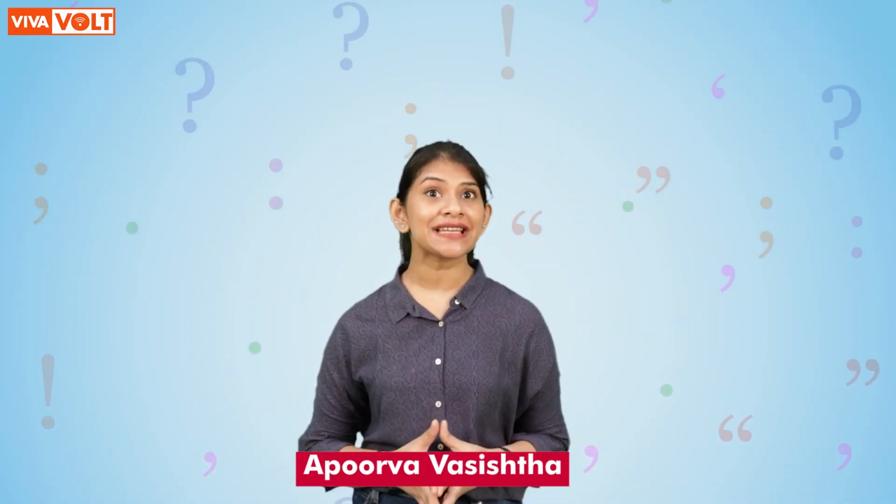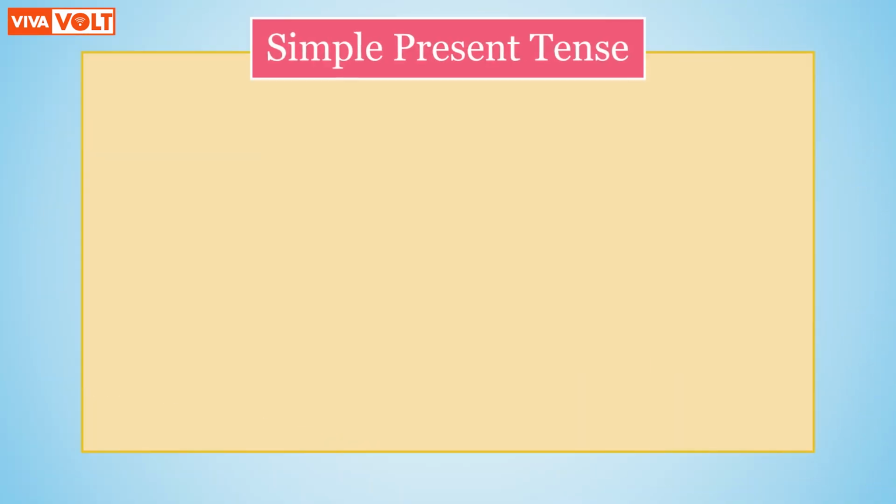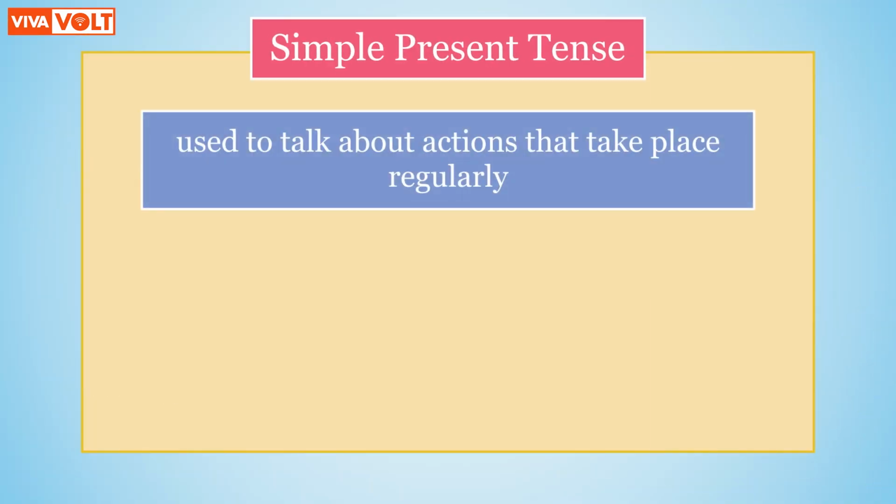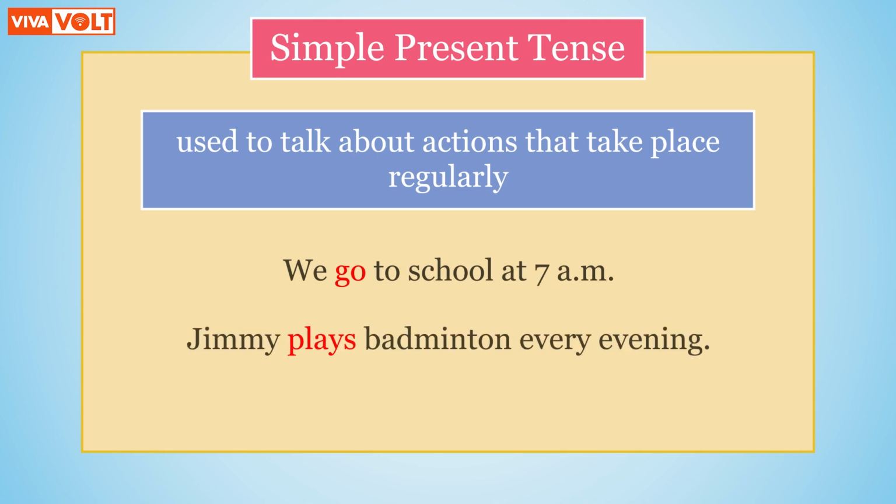Hello children, welcome back. In this class, we will learn about the present tense. You know that verbs tell us about the time of action. Verbs in the simple present tense tell us about actions that take place regularly. For example, we go to school at 7 a.m. Jimmy plays badminton every evening.